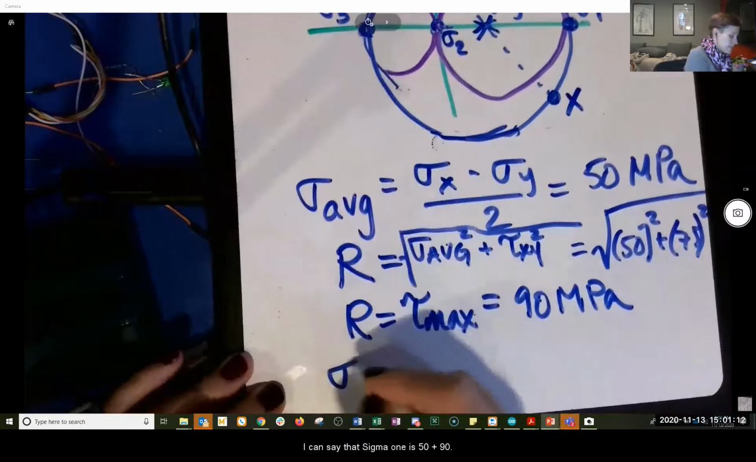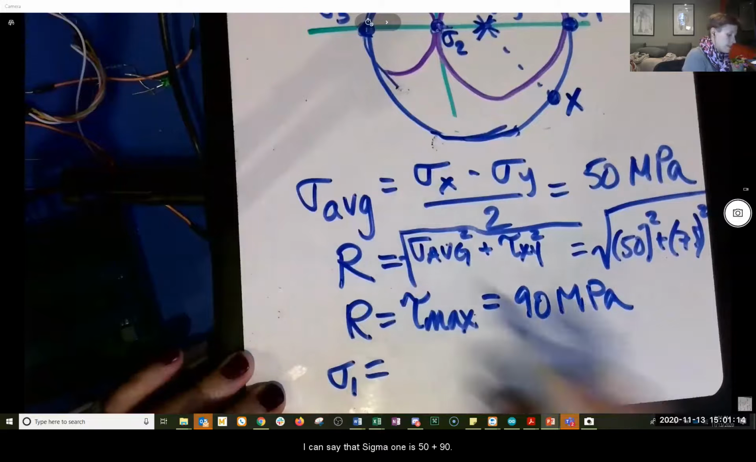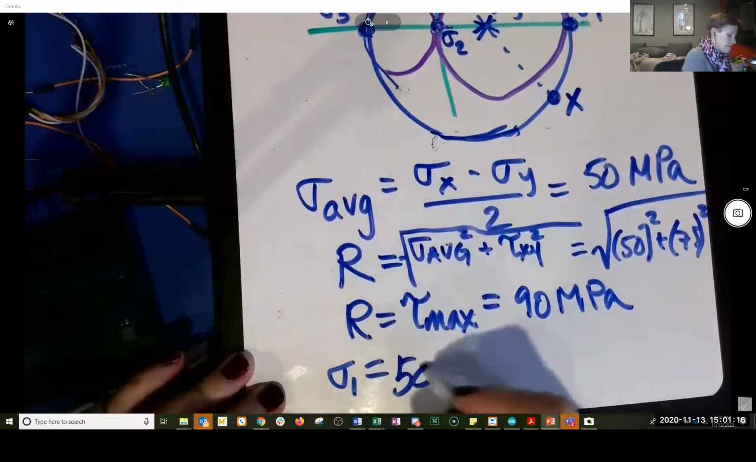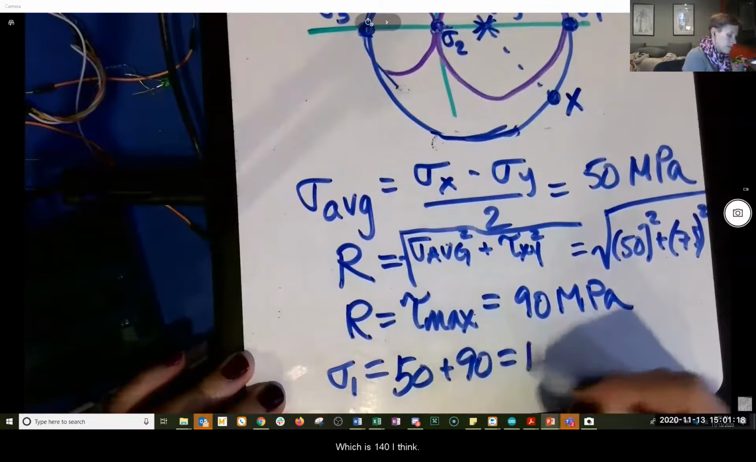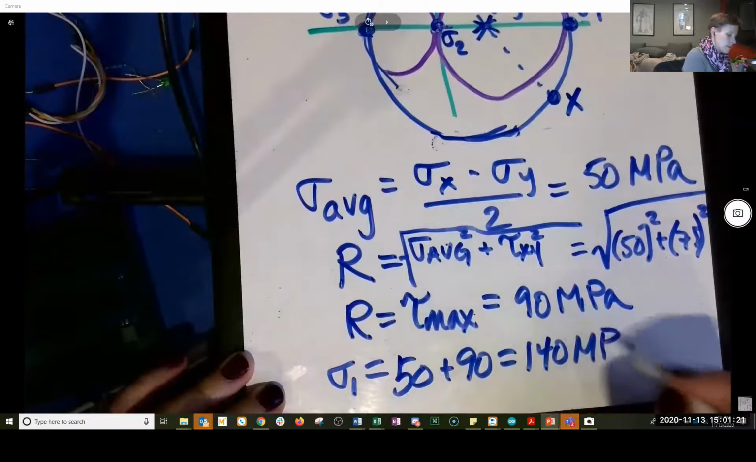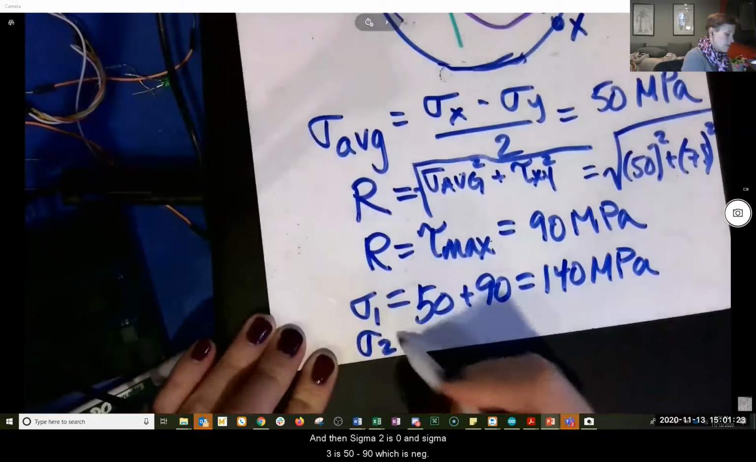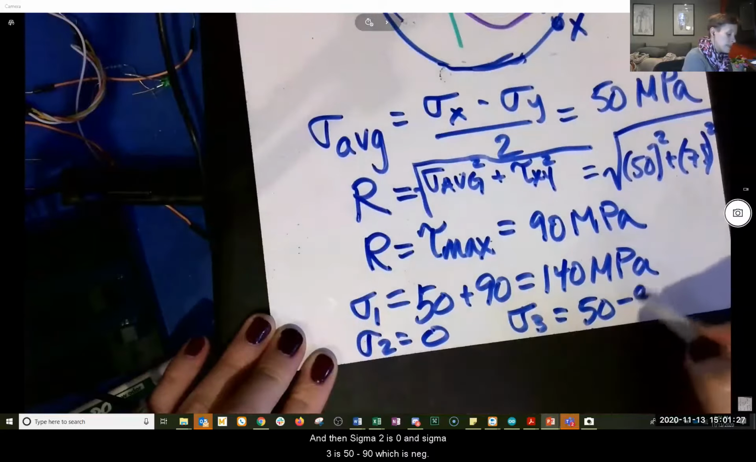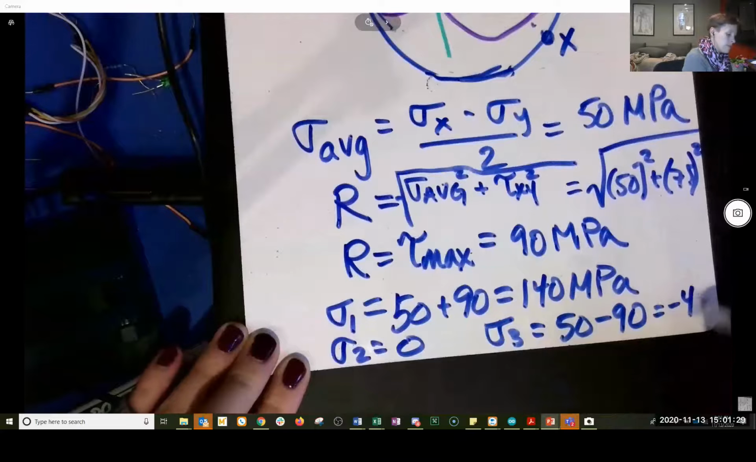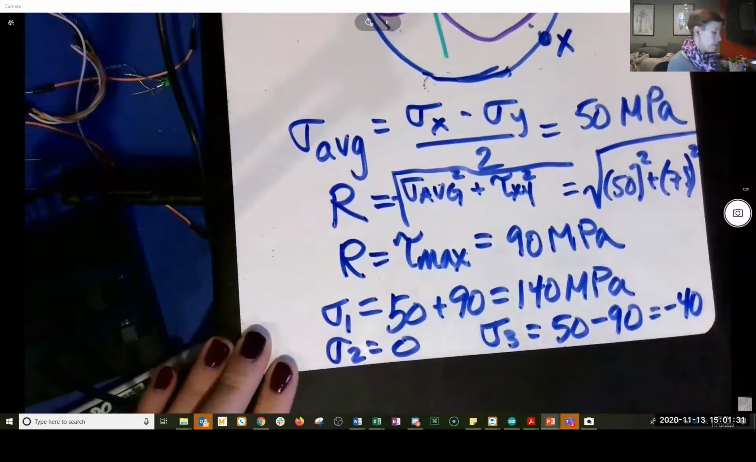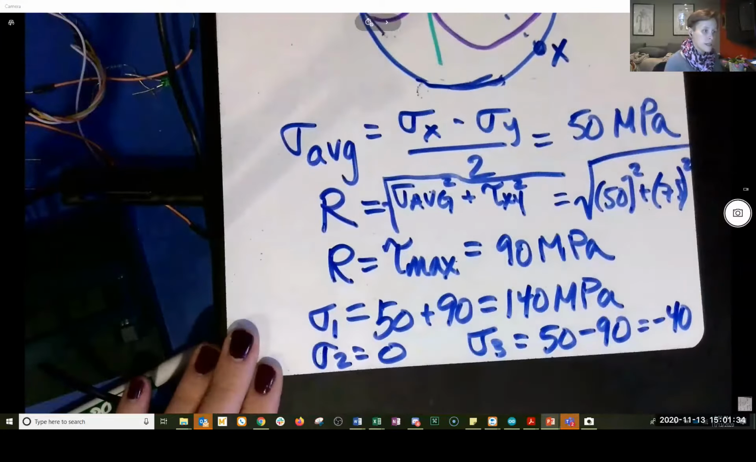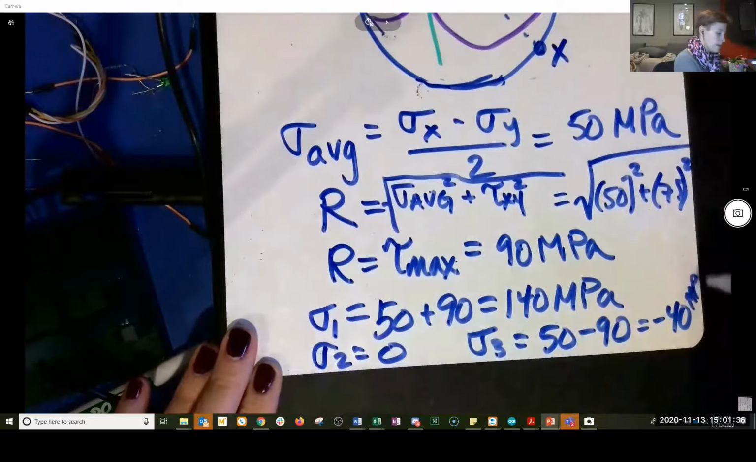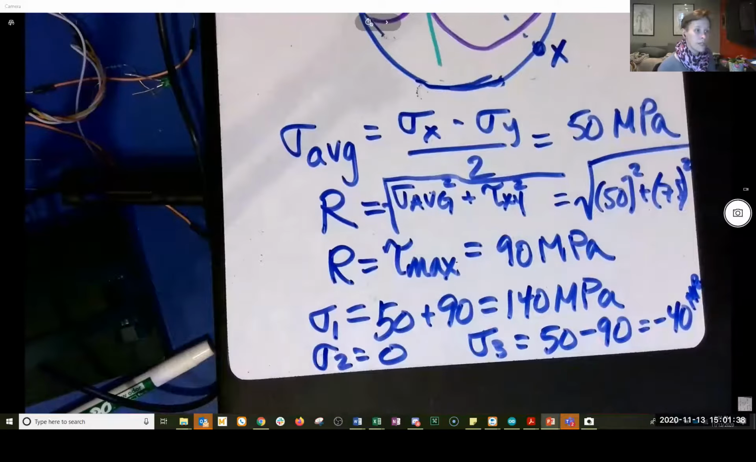I can say that sigma 1 is 50 plus 90, which is 140, I think. And then sigma 2 is 0, and sigma 3 is 50 minus 90, which is negative 40 maybe. Please do correct as you see it. That looks right to me. Okay, so I'm just going to circle what we need to take away from this circle.